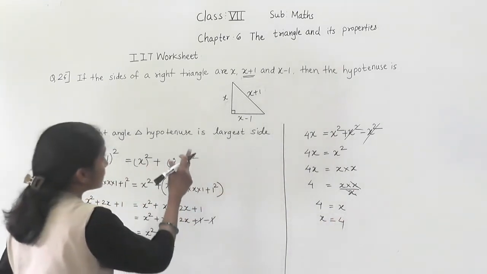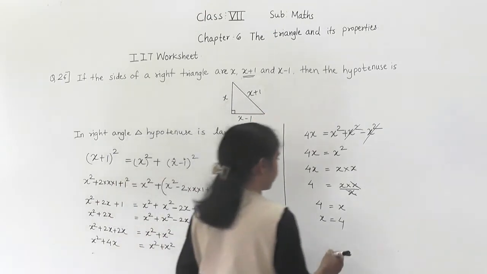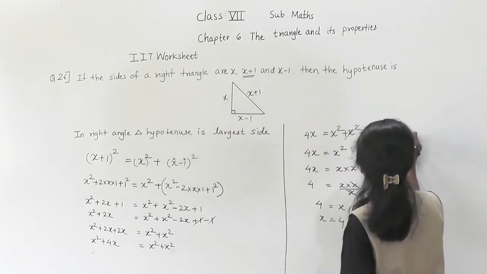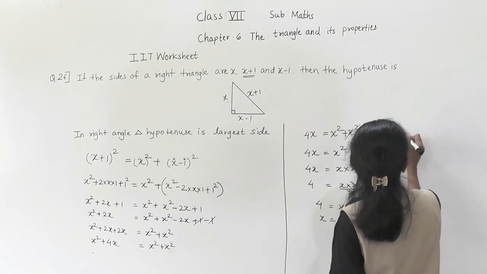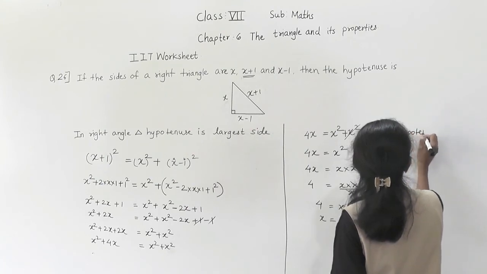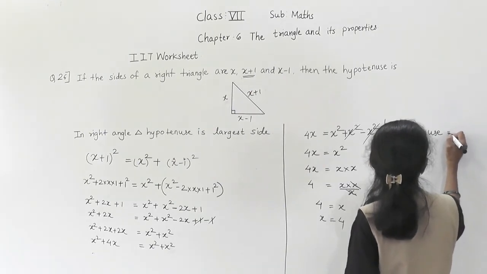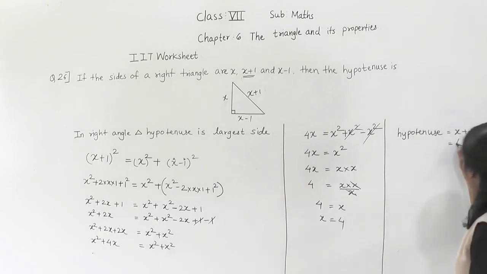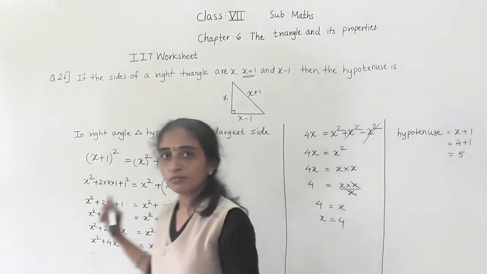What is asked? The hypotenuse. Hypotenuse, what is it? X plus 1. So hypotenuse is equal to x plus 1. Now put the value of x in this, 4 plus 1. So what is the hypotenuse? 5.